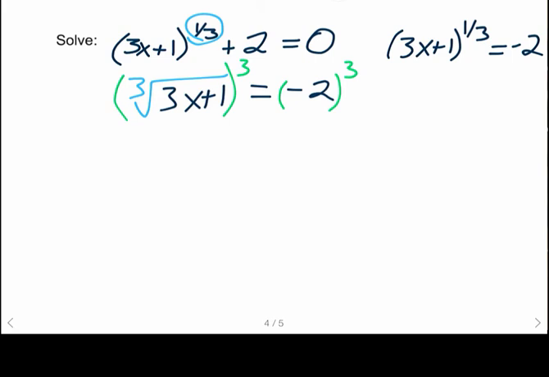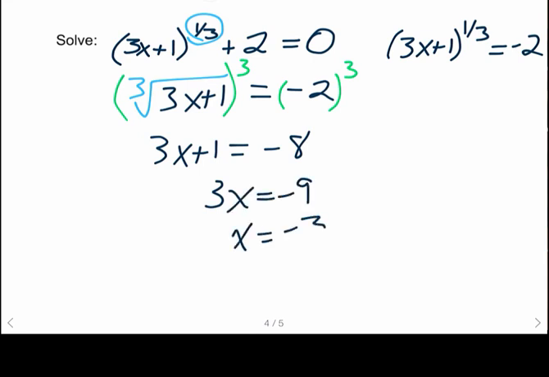And we will end up with 3x plus 1, because cubing a cube root eliminates the radical. And on the right-hand side, negative 2 cubed is going to be negative 8. Let's just go ahead and finish this off. So we have that 3x is equal to negative 9, and x equals negative 3.